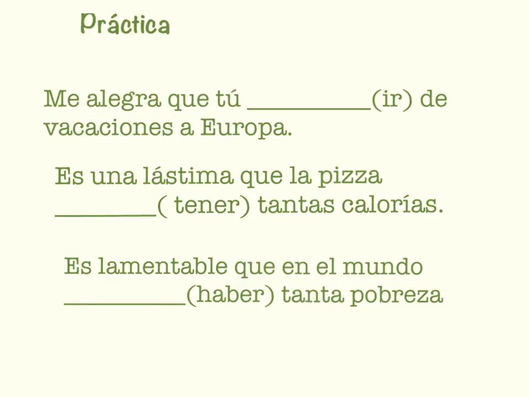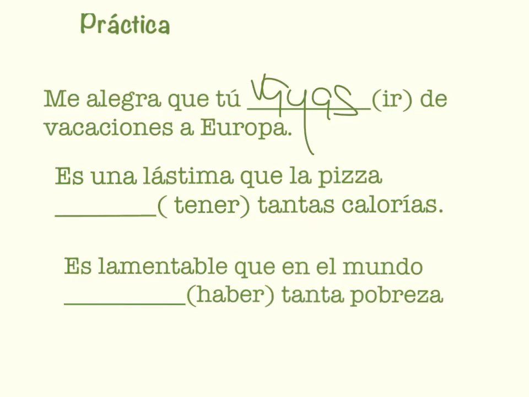Okay, let's practice a little bit the subjunctive of emotions, okay? And as I said, the only difference between the subjunctive of influence and the subjunctive of emotion is simply the kind of trigger, the kind of verb or phrase that triggers the subjunctive. Okay, the first sentence says, me alegra que tú ir de vacaciones a Europa. Okay, me alegra, I'm happy. There's emotion here. So you're going to conjugate the verb in the second sentence in the subjunctive, okay? So, me alegra que tú vayas de vacaciones a Europa.